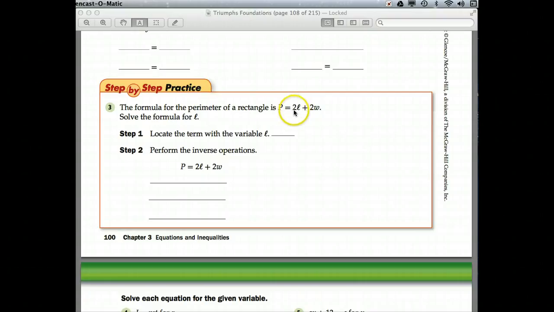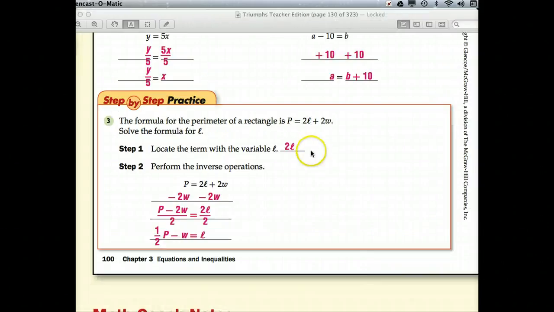So what operations are we going to have to reverse? Well, we're going to have to reverse the plus 2W, and we're going to have to reverse the multiplication. So take just a few minutes to do that and then come back and check your answers. We identified 2L. So we subtract 2W from both sides, so P minus 2W, and then we divide both sides by 2 and simplify. So 1/2 P minus W.